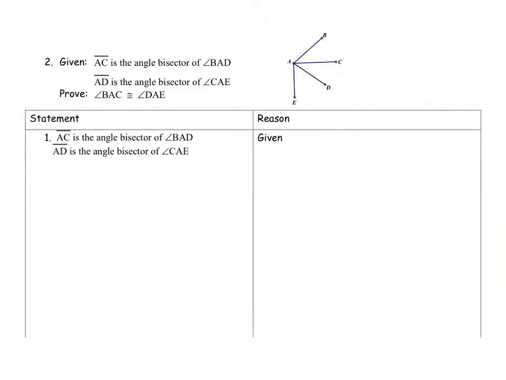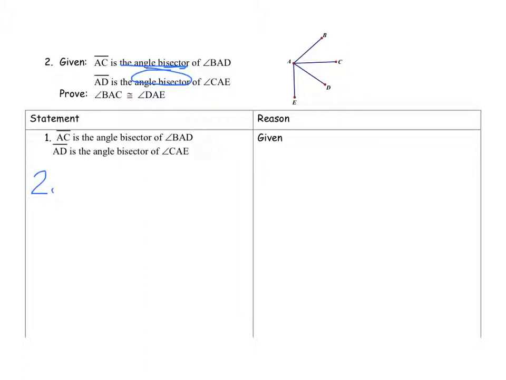All right, we're going to do one more example together. In this given, we're told that AC is the angle bisector of angle BAD, and AD is the angle bisector of angle CAE. So the vocab here that you need to know is angle bisector. Angle bisector means that it cuts the angle in half.